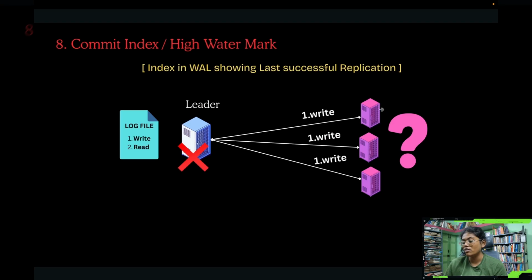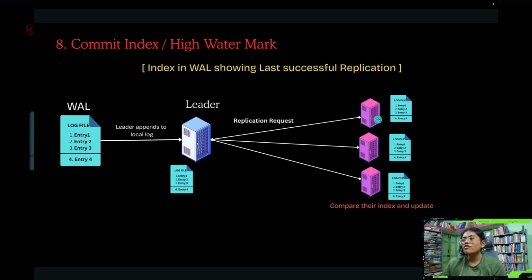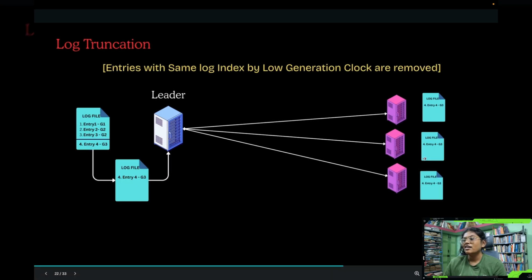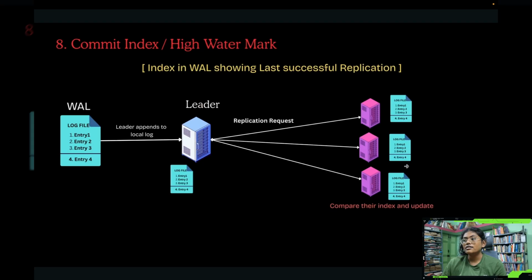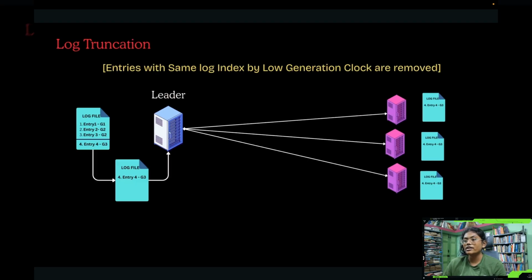So how will the followers know? For that, we are having the commit index. So firstly, the WAL will have all the log files that are included in this, and then it will append it to the leader, and then the leader will send a replication request stating that, hey, this is my log file, please update your log file with this particular one. And all the follower servers will compare the request and then update it. And then if they update it, they will get to know the next command they need to execute.